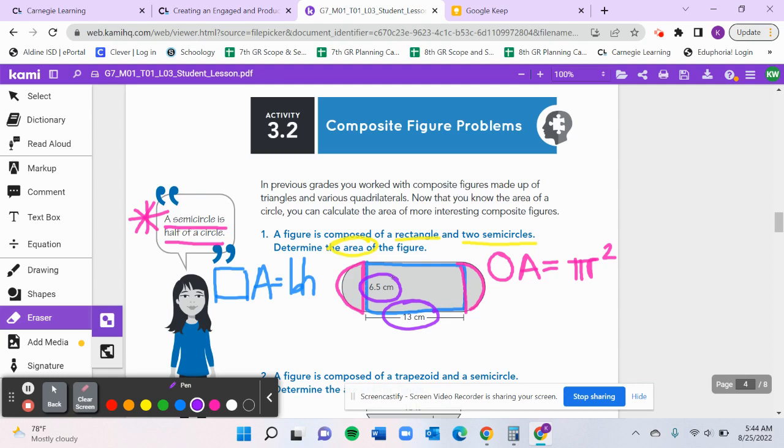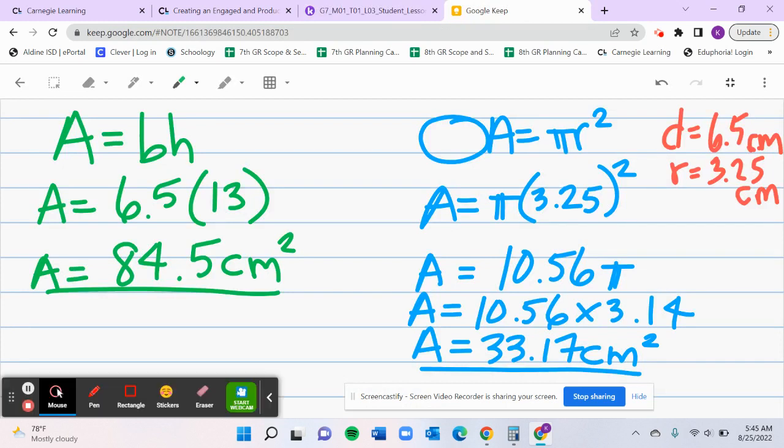So the radius is not that 6.5, but think, how would you get the radius, and what does that 6.5 represent? Pause here. To answer that question, what you should have said was that 6.5 represents the diameter of the circle, and to get the radius, we would need to split that in half or divide it by 2. And my work is shown here.